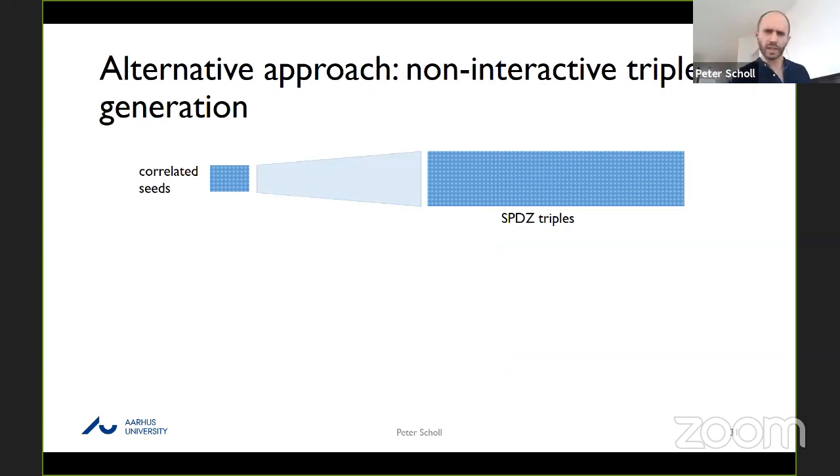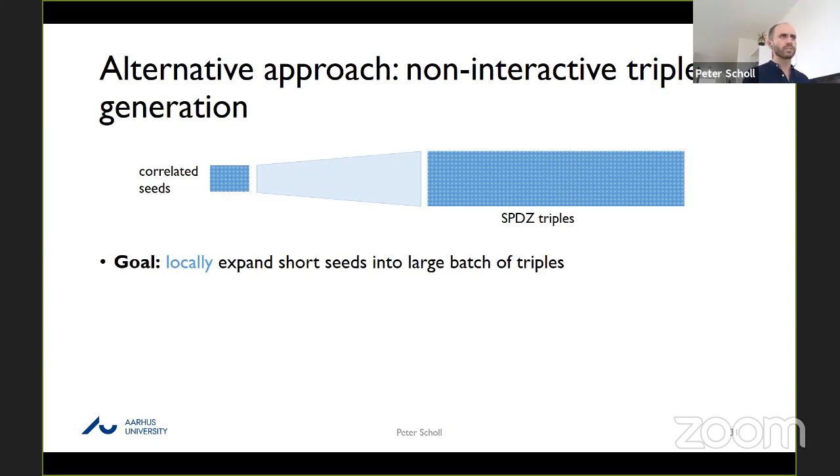Okay, and the last thing I want to mention is actually a different approach to multiplication triple generation for SPDZ, which is a line of work I've recently been involved in, where instead of using homomorphic encryption, you look at a way of generating triples somehow non-interactively. So the goal is to start from, say, a set of correlated seeds, which are maybe distributed to the parties in advance, and that can be locally expanded to produce a much larger batch of triples.